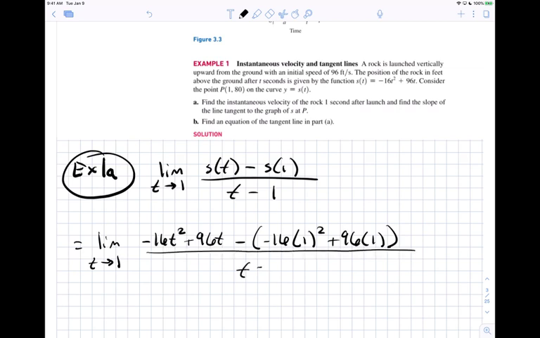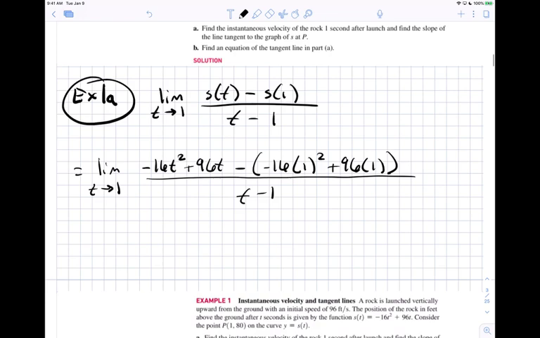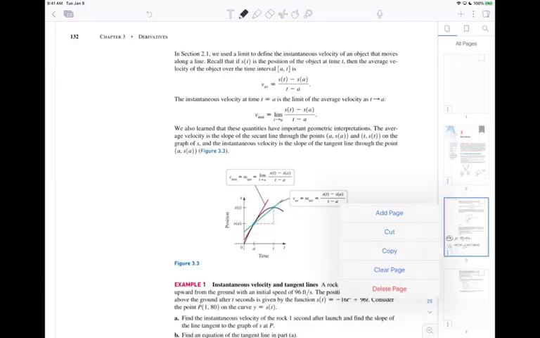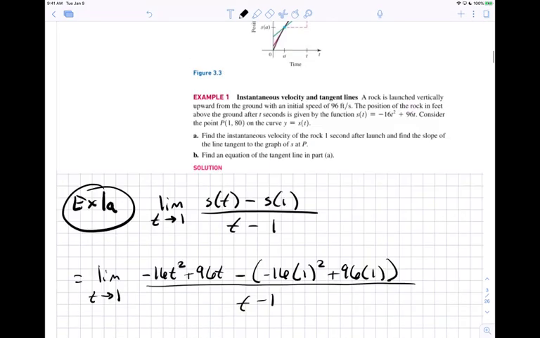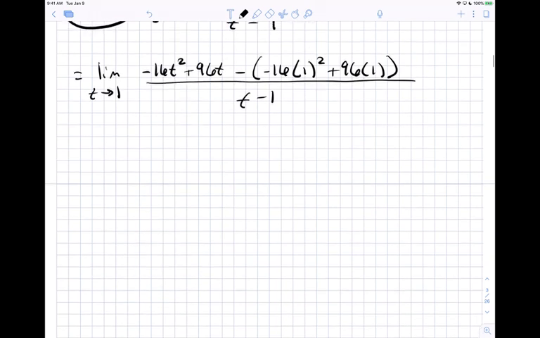Let's just keep going and see where this goes. Oh, we need some space. Add a page. There should be a quick button somewhere where you can quickly add a page without having to open up that menu.